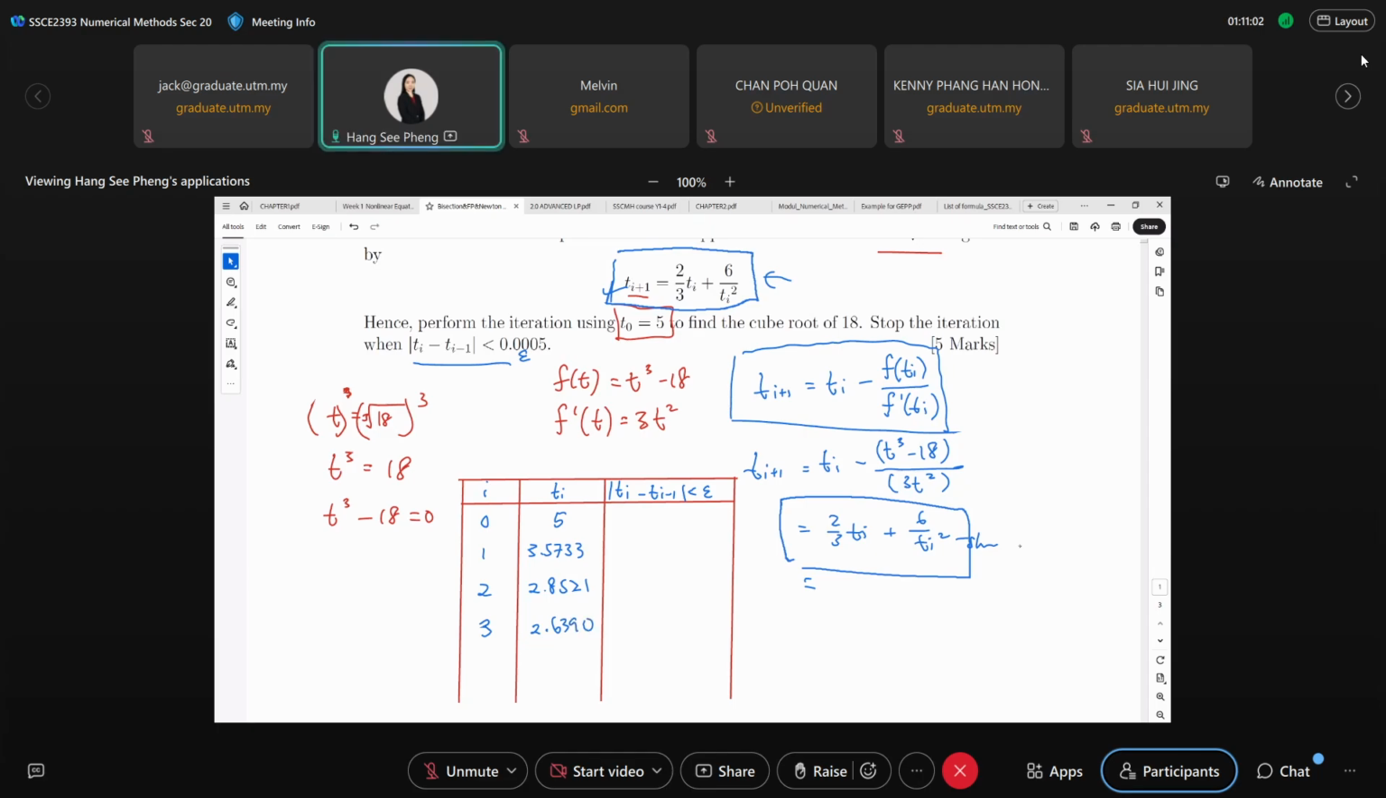Yes, right? And then iteration 4 equals to, yeah. But it's still, yeah, the difference is still larger than the epsilon. Never mind, we continue.